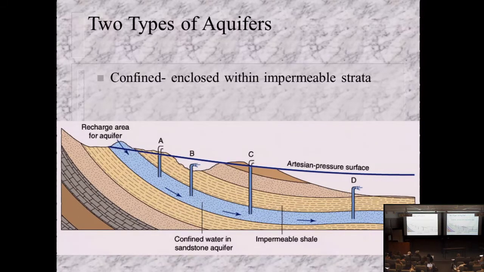And in fact, in B and D, you have free-flowing wells. So you poke in the well, and the outlet of the well is beneath the artesian pressure surface, and so you have water that's free-flowing.